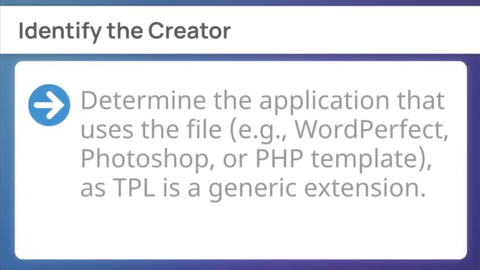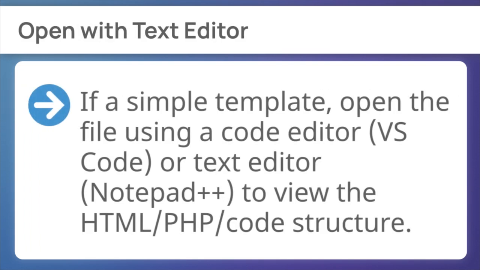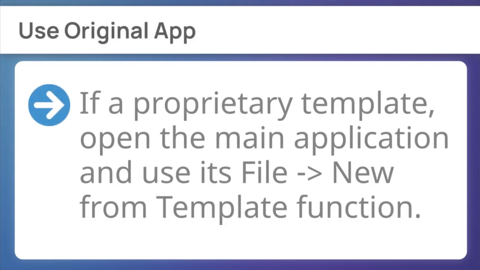First, identify the creator. Determine the application that uses the file, e.g., WordPerfect, Photoshop, or PHP template, as TPL is a generic extension. Next, open with a text editor. If it's a simple template, open the file using a code editor, VS Code, or a text editor, Notepad++, to view the HTML PHP code structure. Finally, use the original app. If it's a proprietary template, open the main application and use its File, New from Template function.